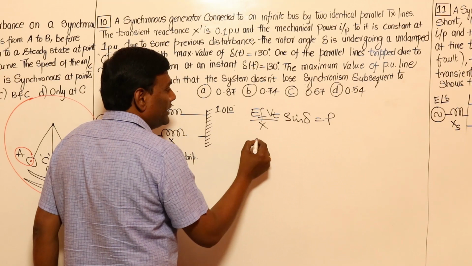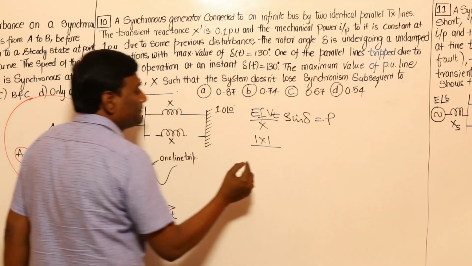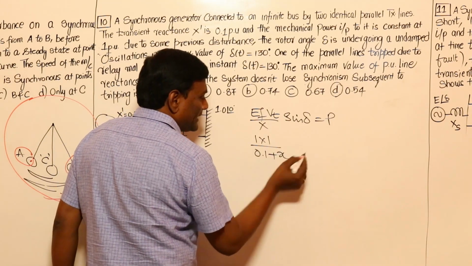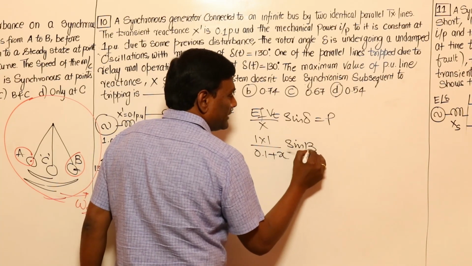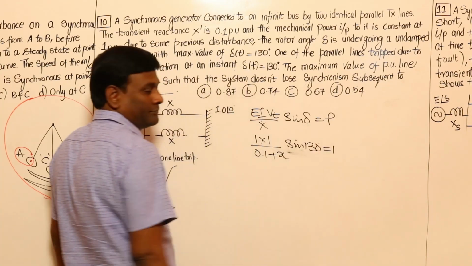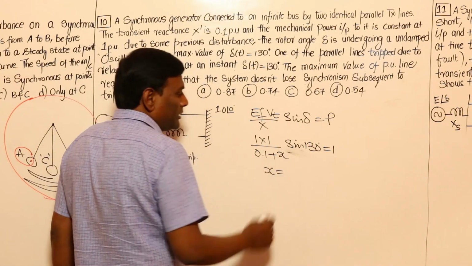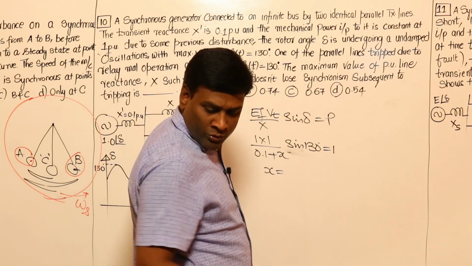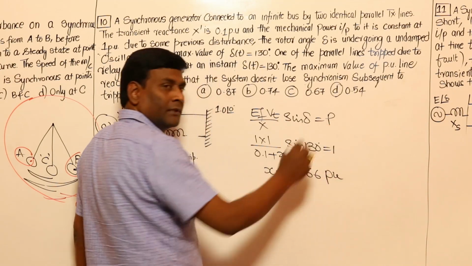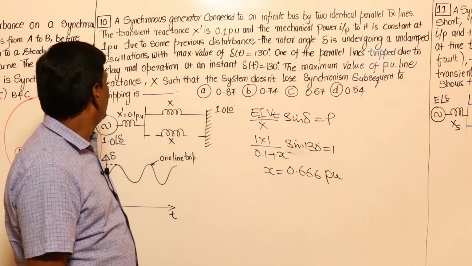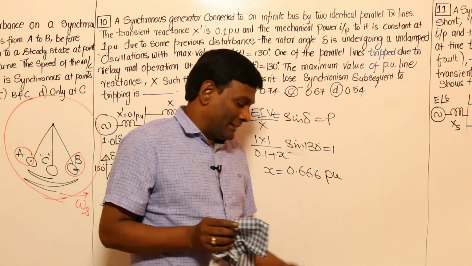1 per unit. So this is going to be 1 into 1 divided by 0.1 plus x, so 0.1 plus x is going to be into sine delta. Sine 130 is going to be 1. So from here, if I calculate the x value, I got 0.666 per unit. So this value is 0.67. Problem solved.